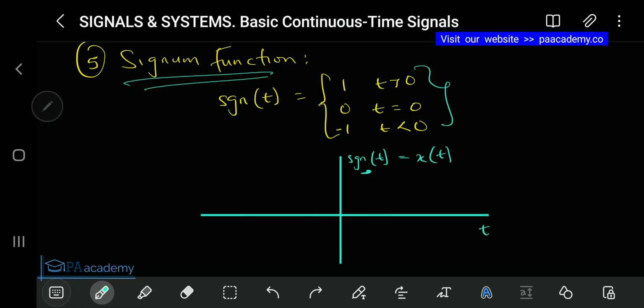The first one says that when it is 1, our t is greater than 0. So let's take this point to be 1. That means our t is greater than 0, so it's going to be a continuous line. Since they didn't give us a particular value, they just say it's greater than 0, it's just going to be a continuous line. So that sorts it out.